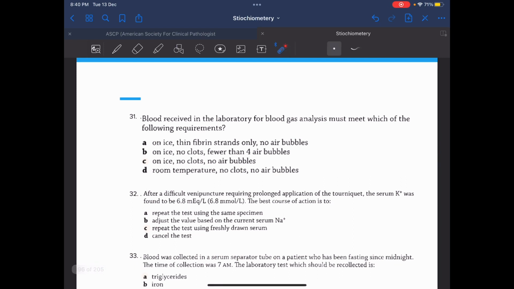Question 31. Blood received in the laboratory for blood gas analysis must meet which of the following requirements? On ice, thin fibrin strand only, no air bubbles. On ice, no clots, fewer than 4 air bubbles. On ice, no clots, no air bubbles. Room temperature, no clots, no air bubbles. It should be received on ice, with no clots and no air bubbles.